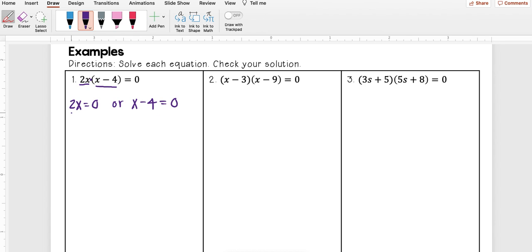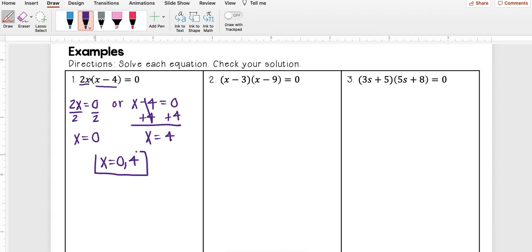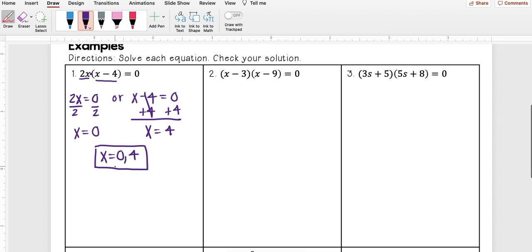Solving the first one, I'm going to divide both sides by 2, and I get x equals 0, because 0 divided by 2 is 0. I'm going to solve the second one by adding 4 to both sides, and I get x is equal to 4. So my answers here are 0 and 4. I took my two factors, set them both equal to 0, and then solved them.